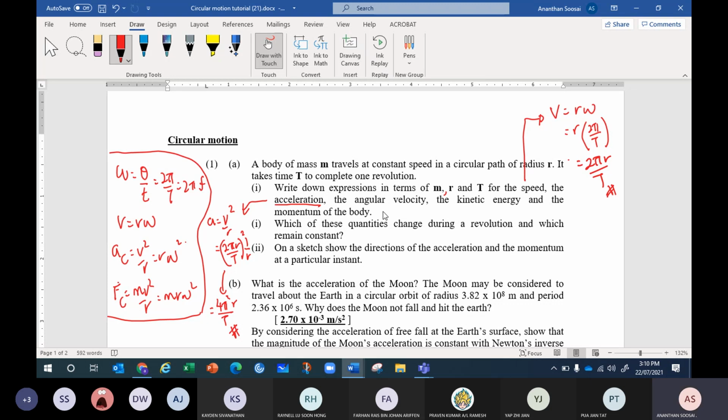Okay, so I give you another one minute. Come on, give me the answer for angular velocity, kinetic energy, and momentum. I give you one minute. Think about it in terms of m, r, and T. I tried to select one of you, but give a time. Try to figure out the answer.